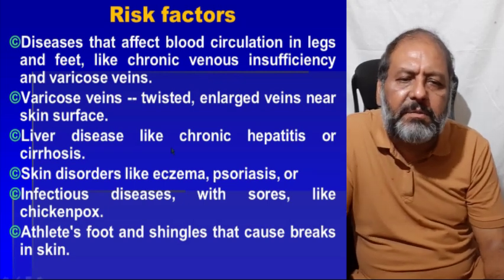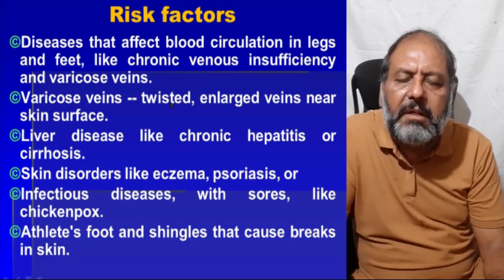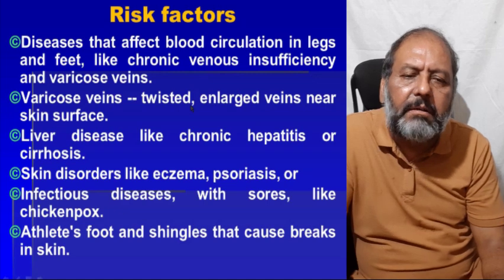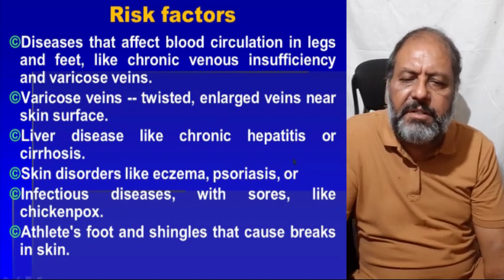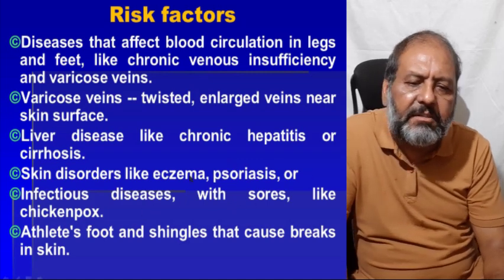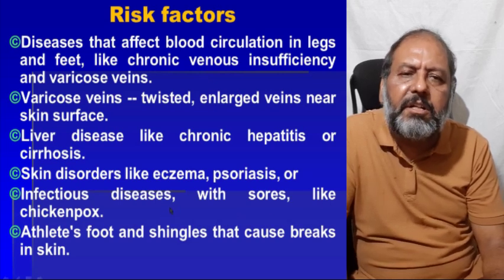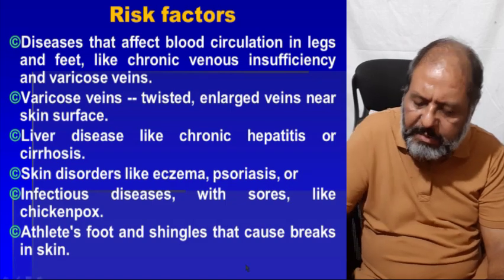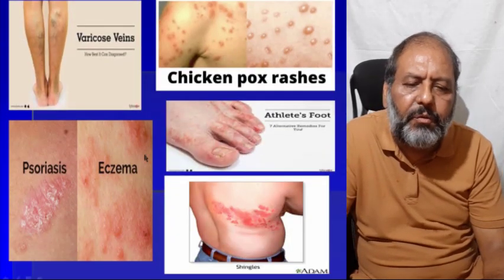Diseases that affect blood circulation in the legs and feet, like chronic venous insufficiency and varicose veins, are also risk factors. Varicose veins are twisted and large veins near the skin surface. Liver disease like chronic hepatitis or cirrhosis, and skin disorders like eczema, psoriasis, or infectious diseases with sores like chickenpox, athlete's foot and shingles that cause a break in the skin ultimately lead to cellulitis formation.